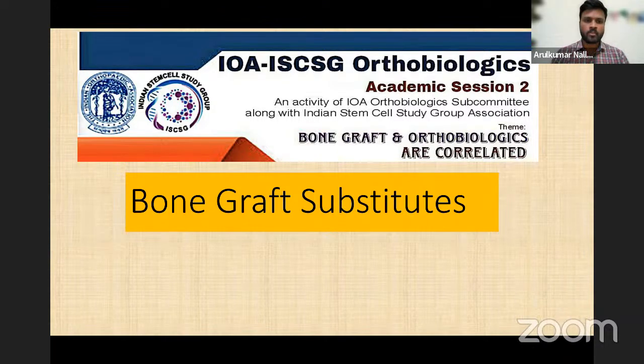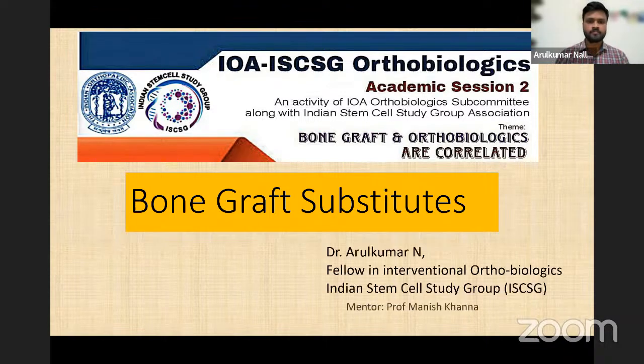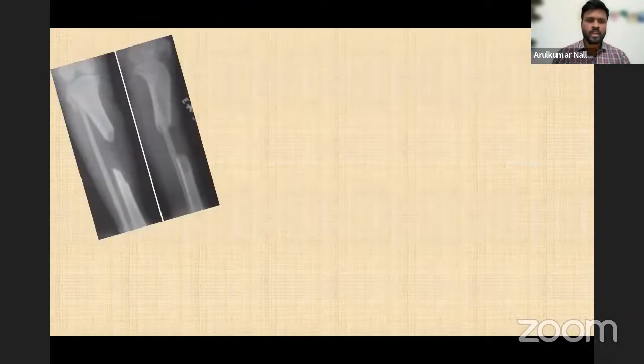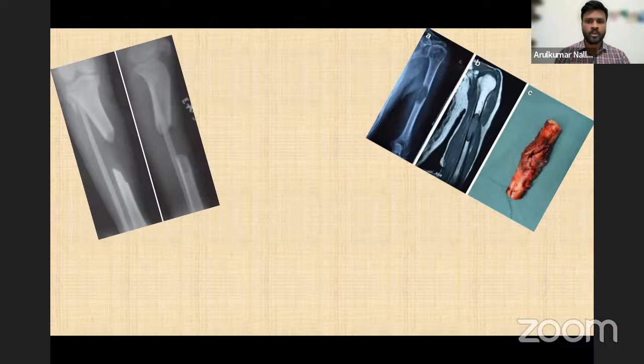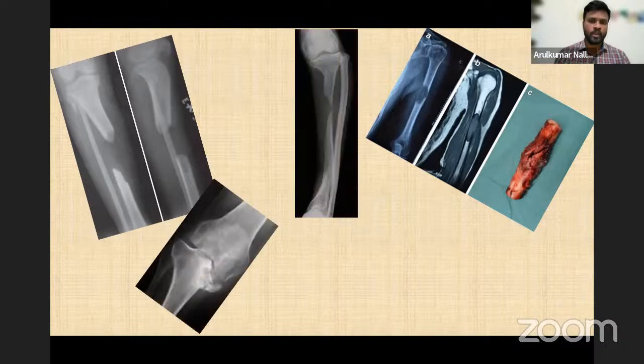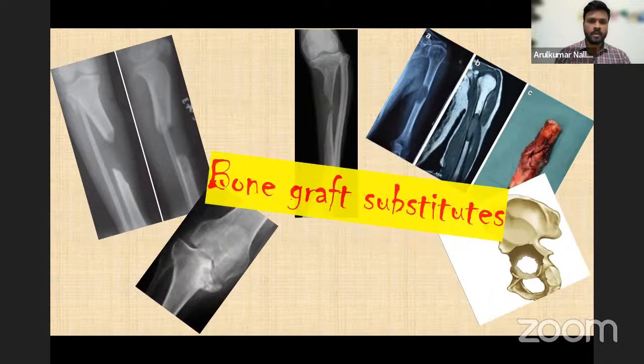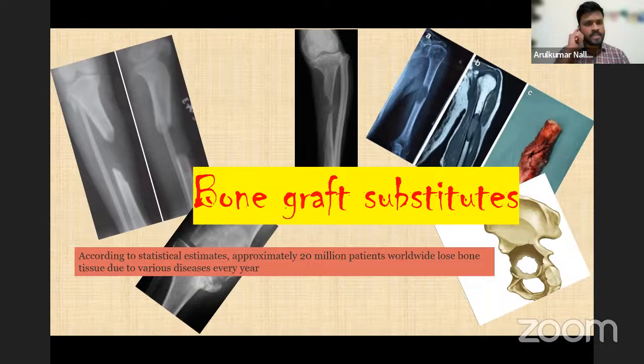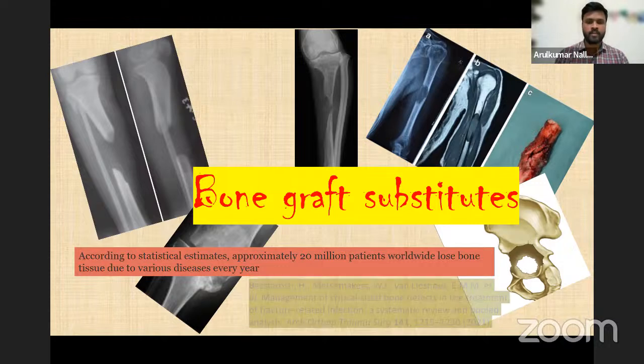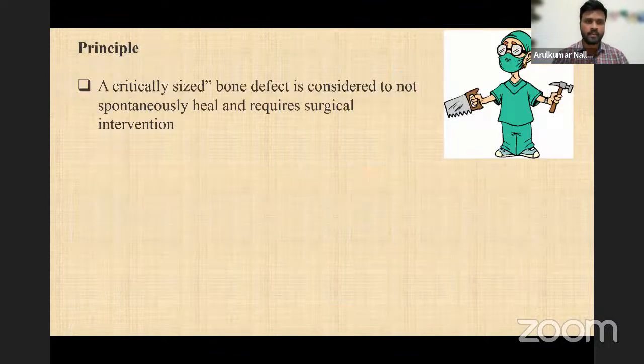So I will go through the very important topic of bone graft substitutes in the upcoming slides. Why do we need these bone graft substitutes? We already have autografts and allografts. The basic indications are when we have major bone defects following trauma or tumor resections, or following a gap non-union, or when we are dealing with periarticular fractures like in the knee or in the hip and acetabulum. According to statistical estimates, approximately 20 million patients worldwide lose bone due to various diseases every year. So definitely we need an alternative to deal with the defect.